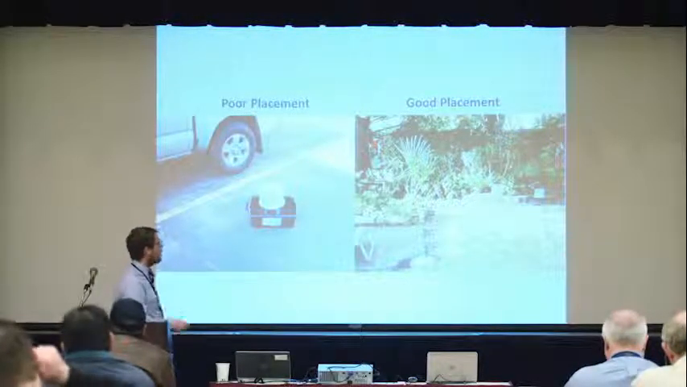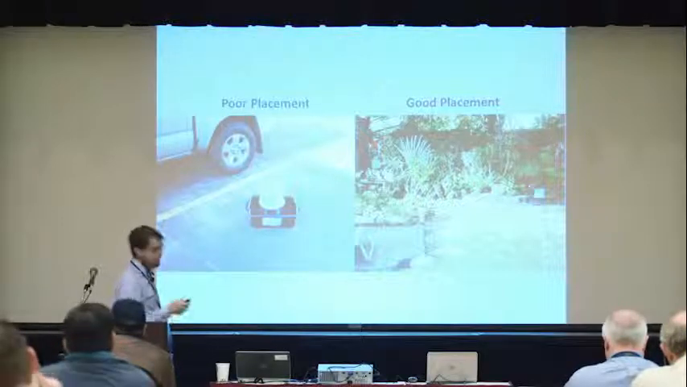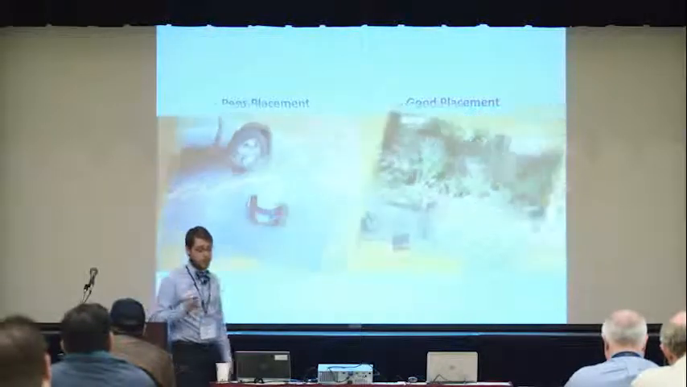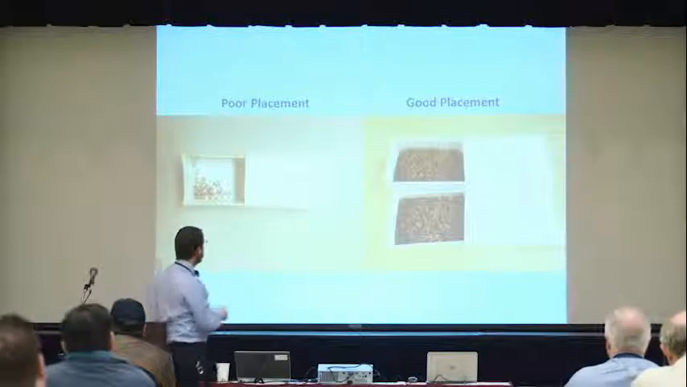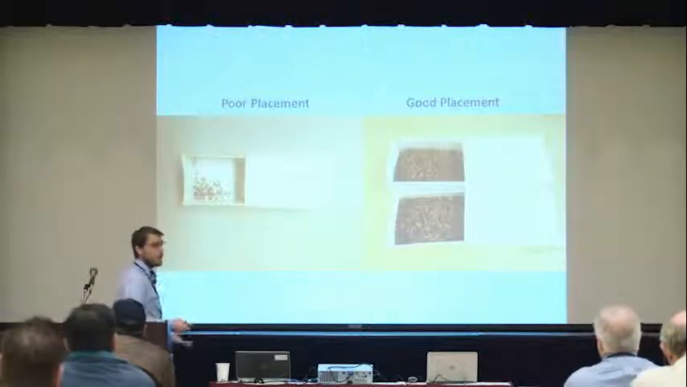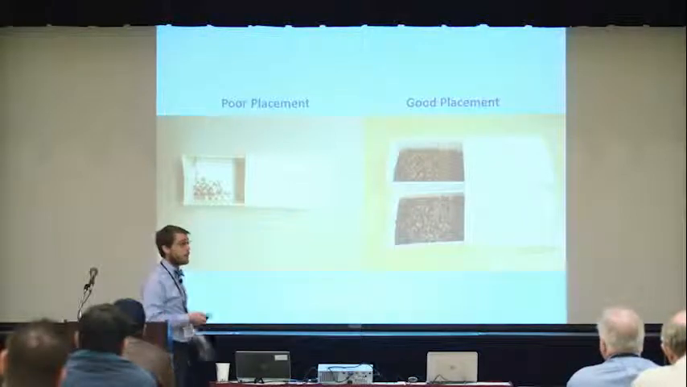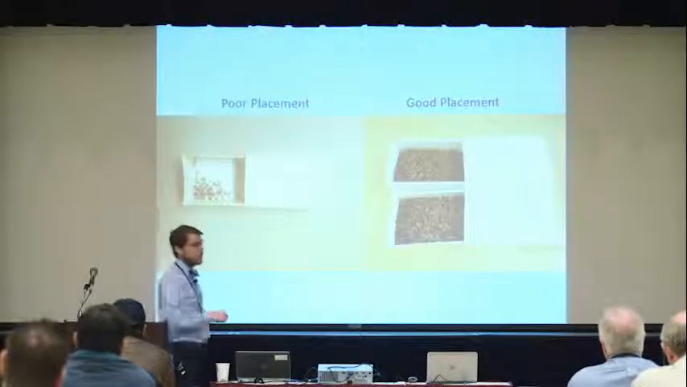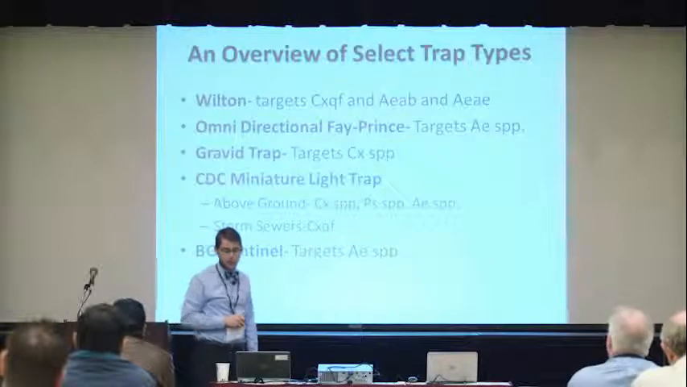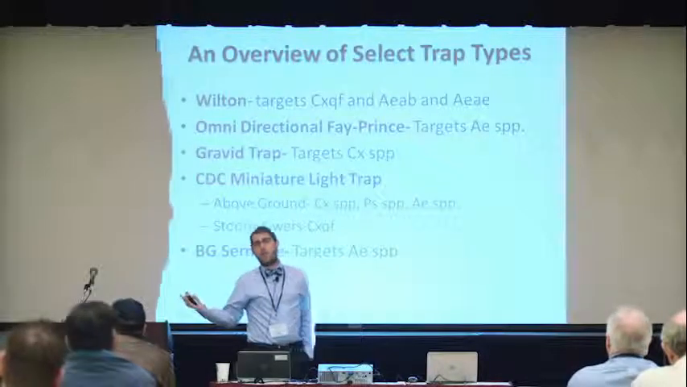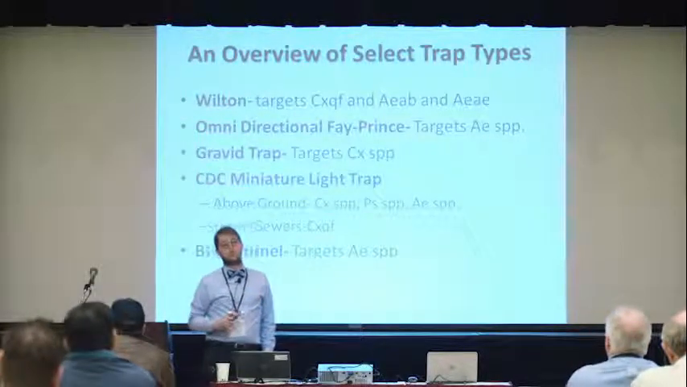They'll be more active to go, or more likely to go in there. And the difference between poor placement and good placement is similar to this. You can end up with a box like this in a poor area. You move that trap 100 yards over into a more shaded area, especially on the edge, and you can increase your collection immensely.